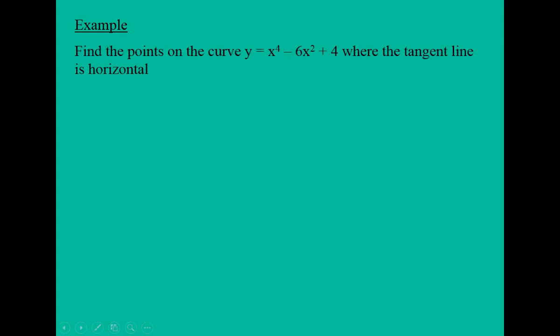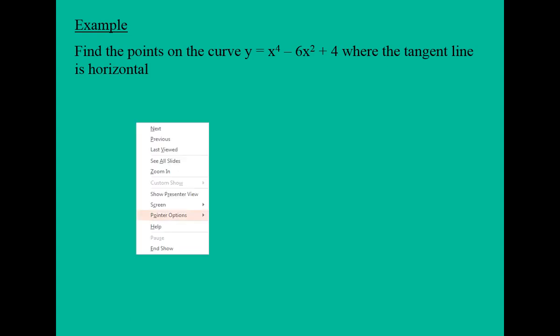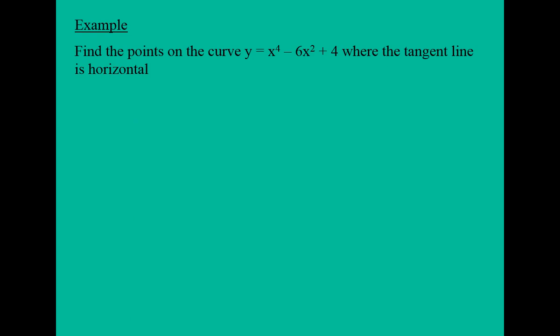Find the points on the curve of x to the 4th minus 6x squared plus 4 where the tangent line is horizontal. Now, give this a little bit of thought before you continue on. How would I find where the tangent lines to this curve are 0? And I'm just going to put in general right now.